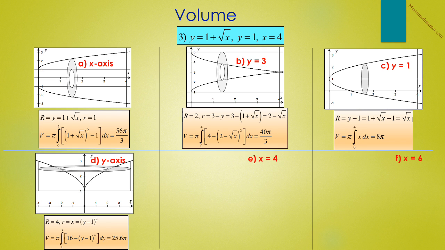25.6 pi. This integral goes from 1 to 3 because our washers are stacked, starting at y equals 1 to y equals 3 vertically.